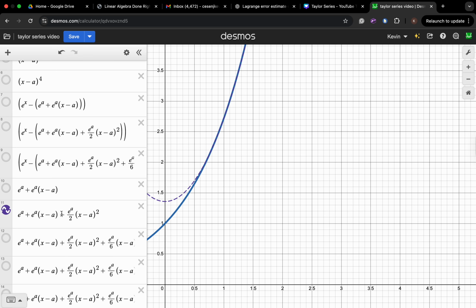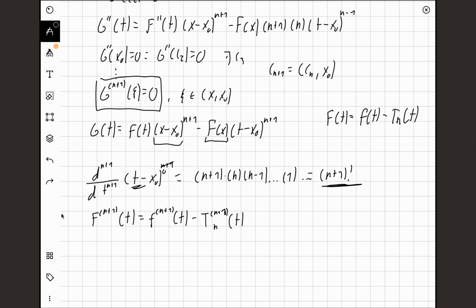So this is a polynomial of degree 2, and we take the n plus 1th derivative. So this is 2, we take 3 derivatives. And if you take the n plus 1 derivative of an n degree polynomial, we know that always has to equal 0. This has to equal 0.